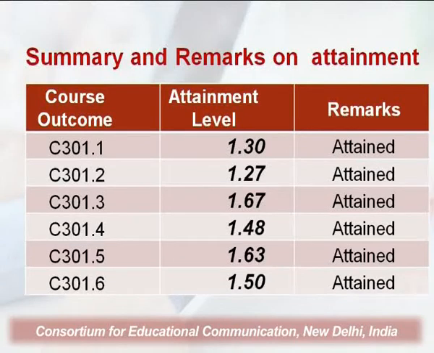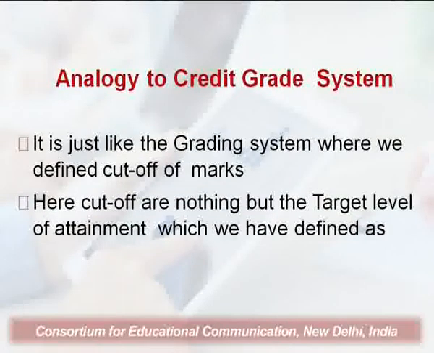If you talk about the course outcomes C301.1, C301.2, 3, 4, 5 and 6, the level of attainment, as we have seen the formula, is coming to 1.3, 1.2, 1.6, 1.4, 1.6 and 1.5. So, what are the remarks? That yes, we are able to achieve the course outcome.